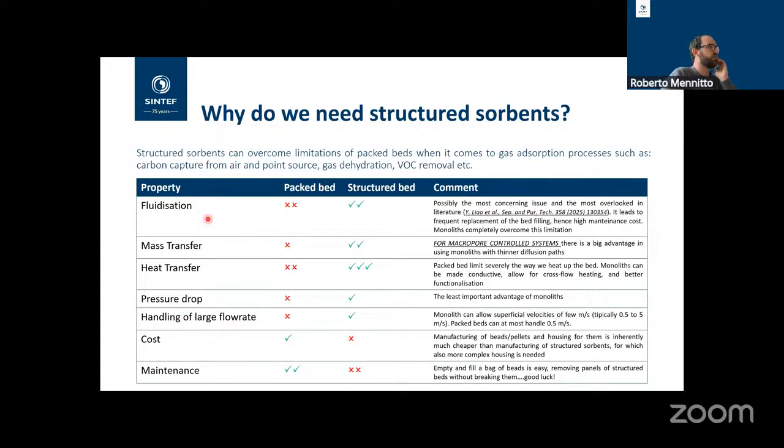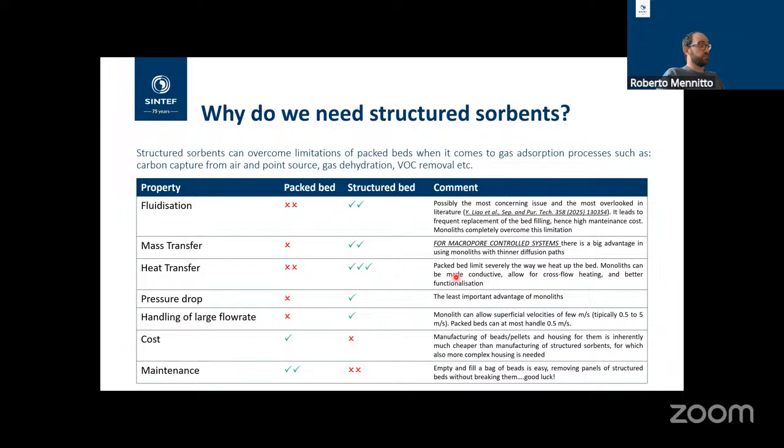The first one that I think is really a true benefit is avoiding fluidization of a packed bed, and there is a very nice paper from Manchester that came out recently where they highlight the issue of fluidization in the context of packed bed optimization for adsorption. The second benefit is, of course, mass transfer. Most of the applications in gas adsorption tend to be macropore diffusion controlled, so luckily we can tune the thickness of the solid with a structured bed so that we can reduce mass transfer limitations to a minimum.